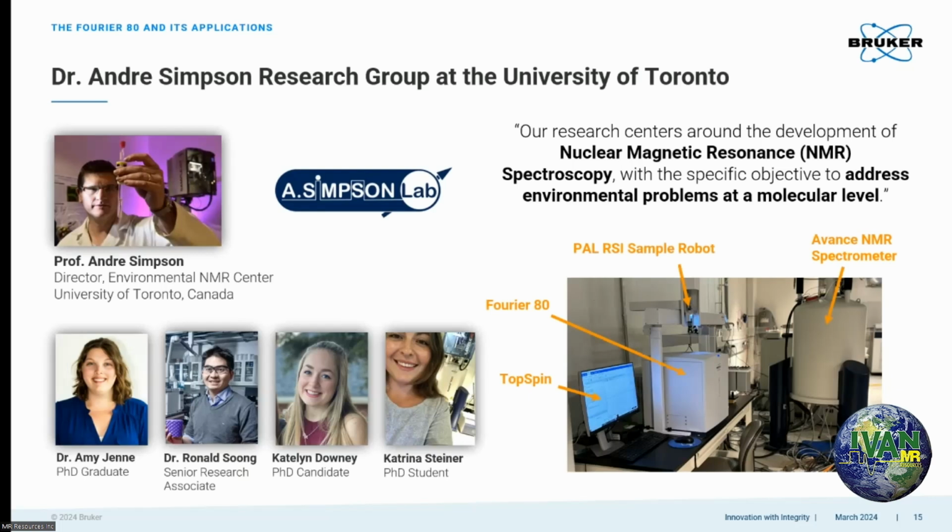Here's a peek into their lab. Thanks for the photo, Katrina. You can see in addition to the advanced NMR spectrometers, Dr. Simpson has complemented that with the Fourier 80, including a PAL RSI sample robot. And since these are very advanced users, of course, they are using Topspin. So we look forward to seeing what you will be presenting at ENC this year.